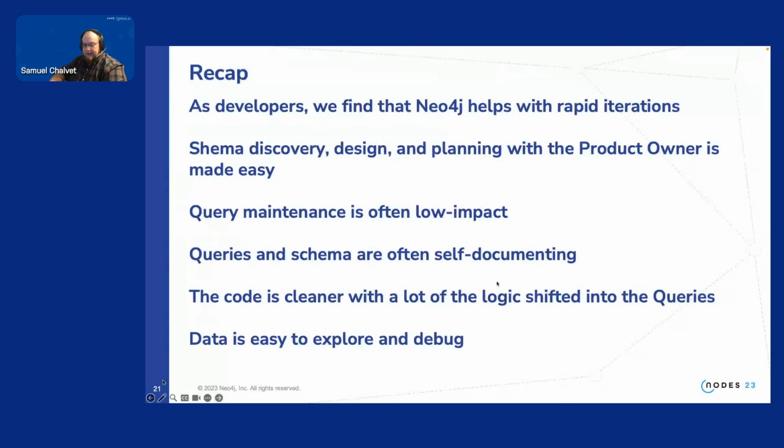The recap is that we found that Neo4j helps with rapid iteration, schema discovery and design, and planning with the product owner is a lot easier because it's understandable by them and accessible even to laymen. And query maintenance is low impact, schema self-documenting, code is cleaner, and data is easy to debug.